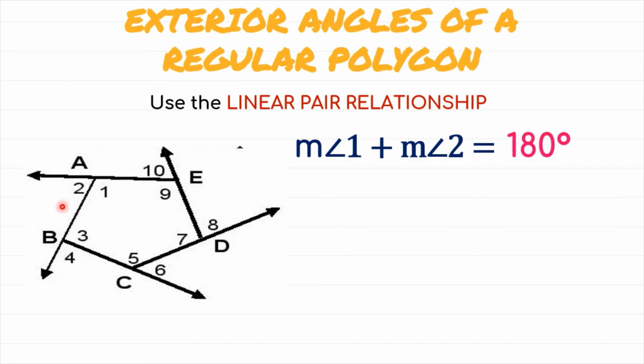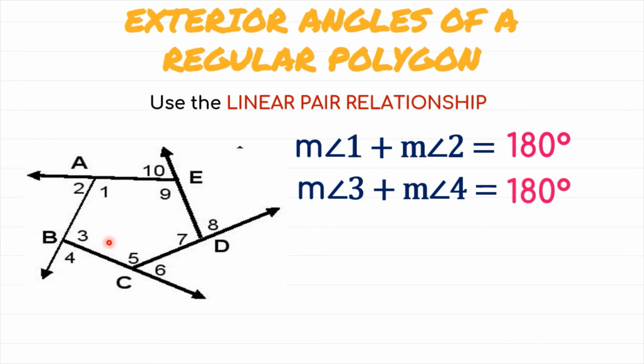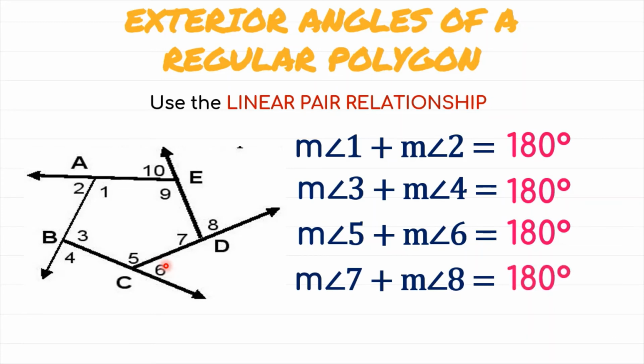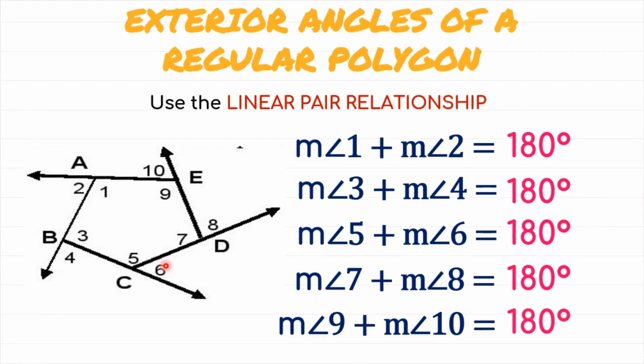Ito po yun. And then measurement of angle 3 and angle 4 is also 180. Sila po kasi yung magka-linear pair o magkadikit. Next po, measurement of angle 5 and 6 is also 180 degrees. Kung mapapansin nyo, straight line po siya at naka-supplementary po. Linear pair po, katabi po sila. And then, measurement of angle 7 and 8 is a total of 180 degrees. Ganun din po sa measurement of angle 9 and 10, equal to 180 degrees.